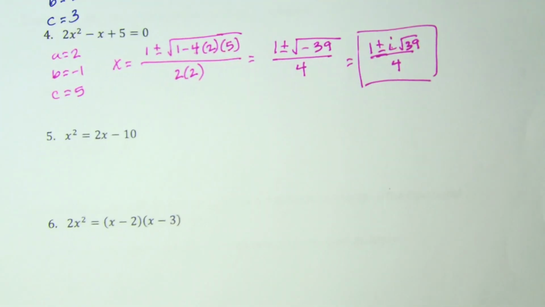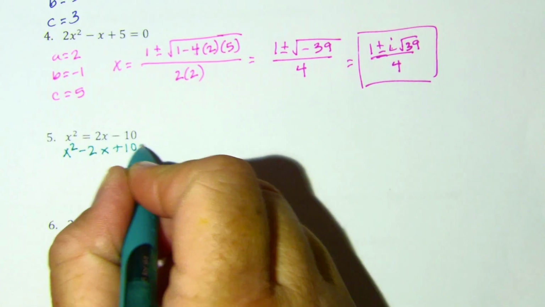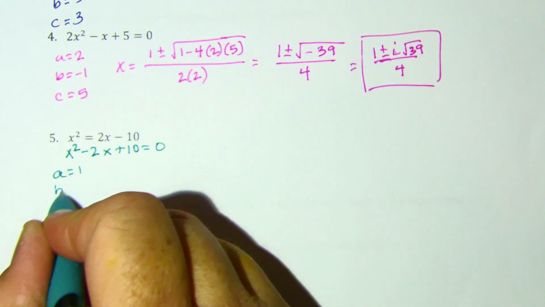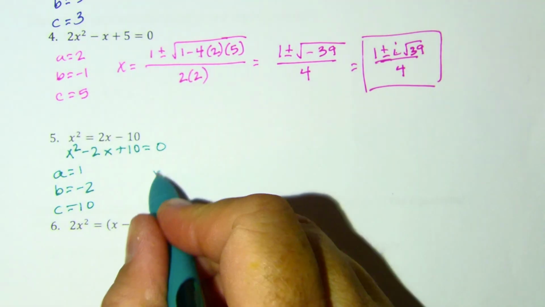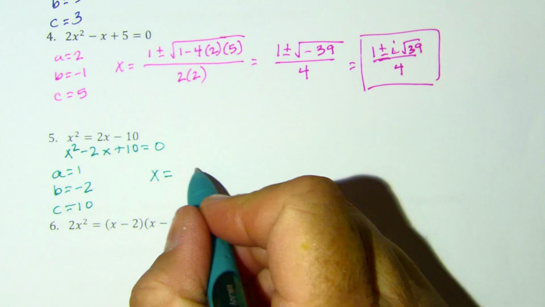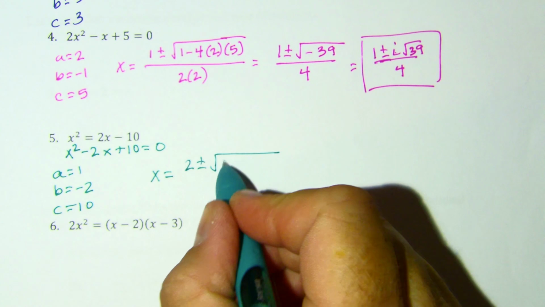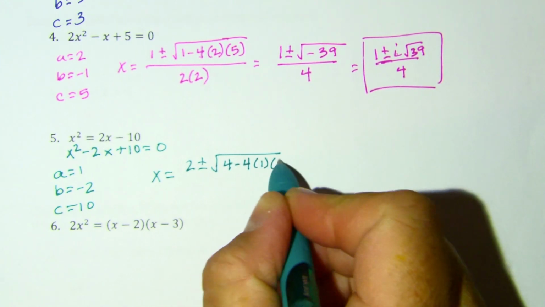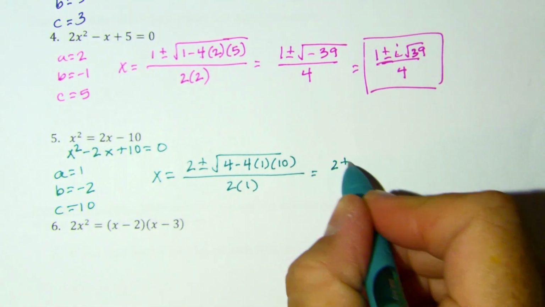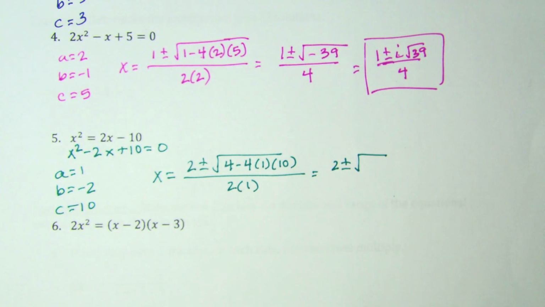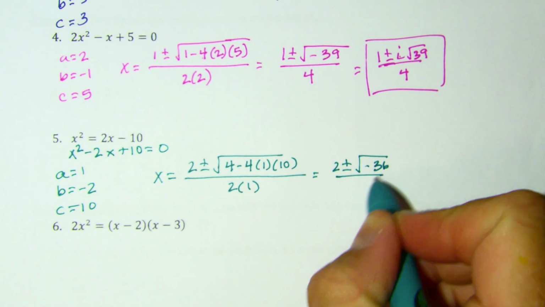The next example, we need to go ahead and set equal to 0. So I have x squared minus 2x plus 10 equals 0. My a is 1, my b is negative 2, and my c is 10. Plugging into the quadratic formula, we have my b value is negative 2, so negative b would be 2 plus or minus the square root of negative 2 squared is 4 minus 4ac all over 2a. 2 plus or minus the square root of, and what we have here, 4 times 10 is 40. 4 minus 40 is negative 36 over 2.